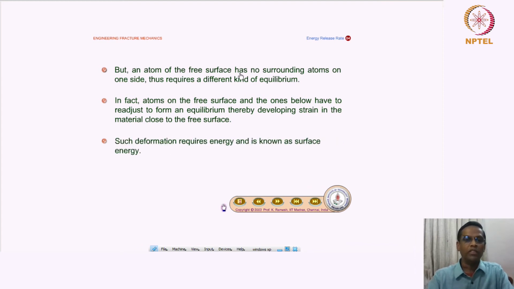But an atom on the free surface has no surrounding atoms on one side, and thus requires a different kind of equilibrium. In fact, atoms on the free surface and the ones below readjust to form an equilibrium, thereby developing a strain in the material close to the free surface. So this is one way of interpreting surface energy, an elemental way of explaining what happens at the free surface. Such deformation requires energy and is known as surface energy. So that is a very simple definition of surface energy.